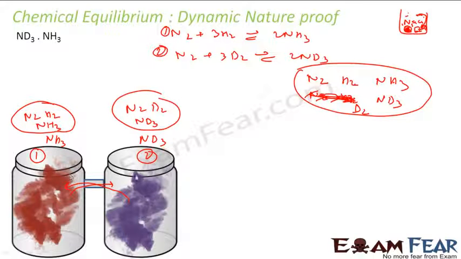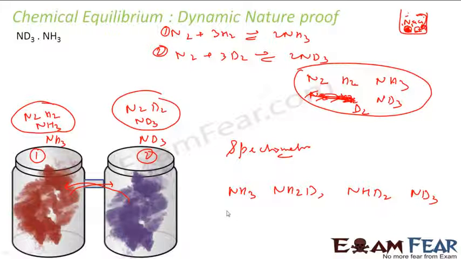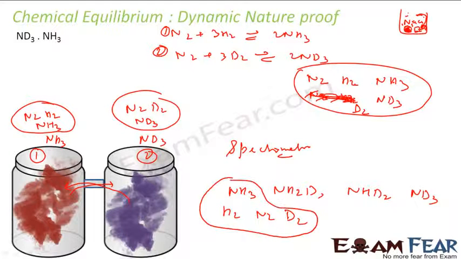But using a spectrometer, scientists have seen that after some time, the chemical compounds in the mixed beaker were NH3, expected; NH2D was there, NHD2 was there, ND3 was there, H2 was there, N2 was there. So H2 and N2, these things we expected, but these two we didn't expect. How did NH2D come? How did NHD2 come? Why? Because this is dynamic.